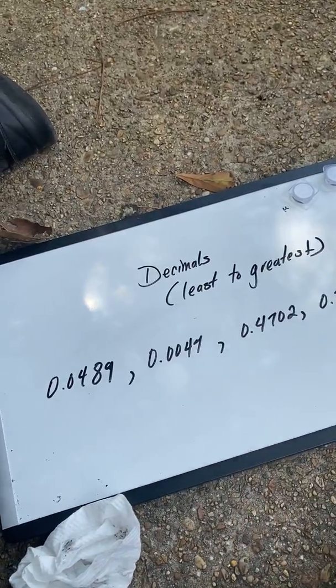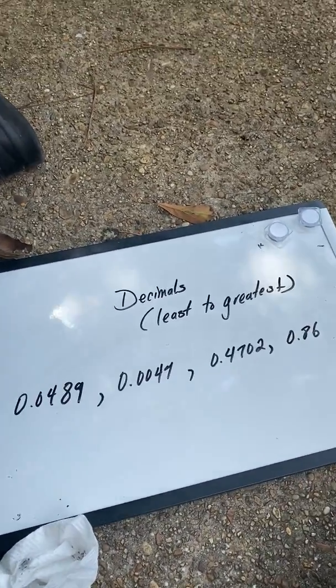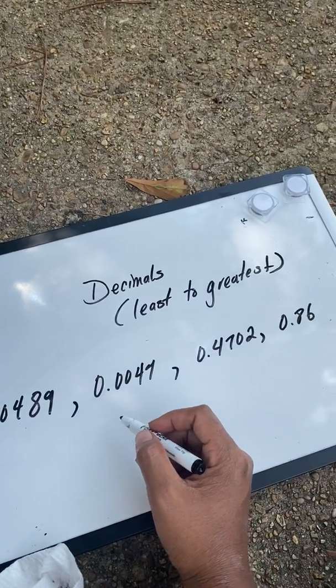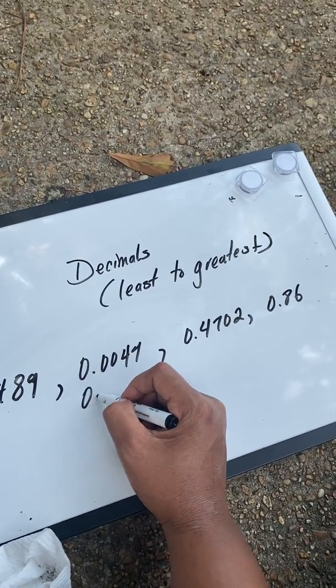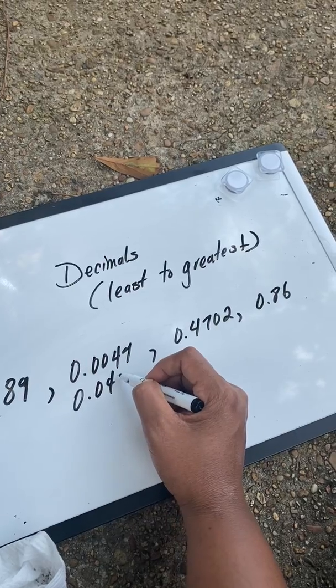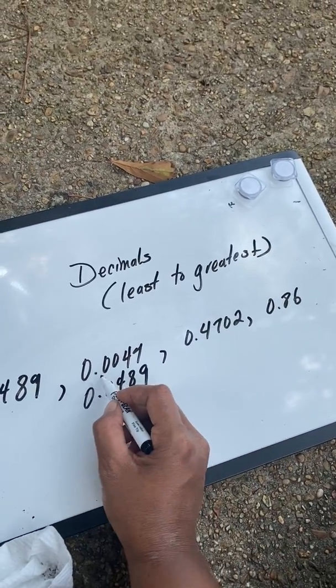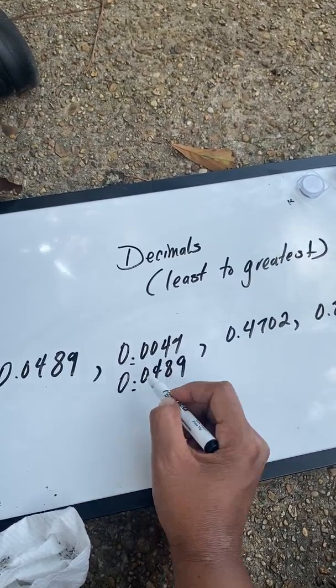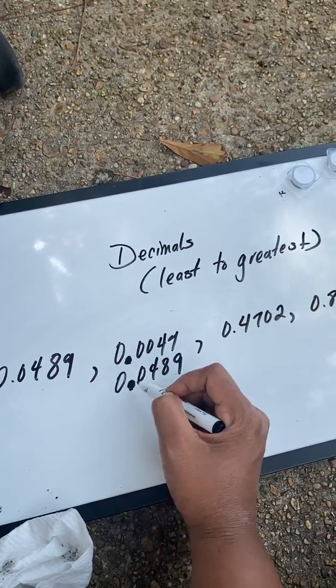All right. Look at this. The first thing I'm going to do is put these numbers closer so you guys can see. I'm going to line them up. I'm going to put all the decimals right there so I can see everything.